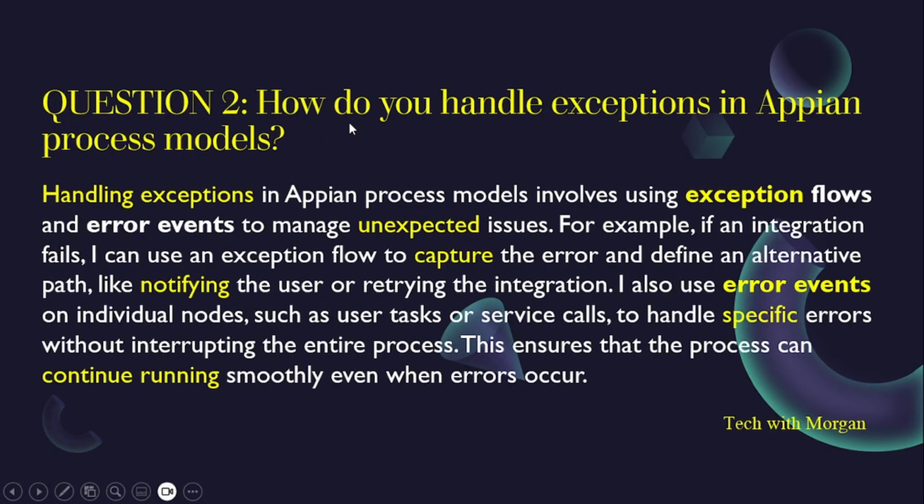Question 2. How do you handle exceptions in Appian process models? Handling exceptions in Appian process models involves using exception flows and error events to manage unexpected issues. For example, if an integration fails, I can use an exception flow to capture the error and define an alternative path, like notifying a user or retrying the integration.